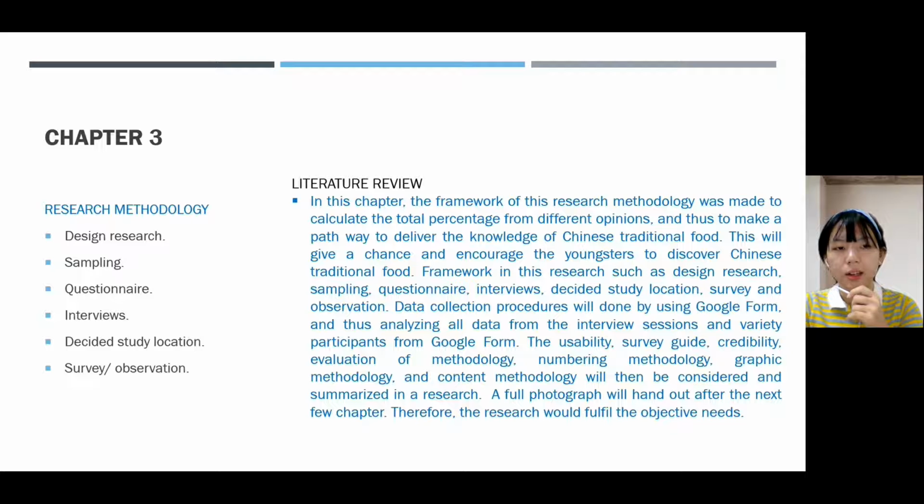Pahang, survey observation from the respondents. This framework also involved data collection procedures that were done by using Google Form and thus analyzing all data from the interview sessions and variety participants from Google Form. This will guide me and easier for me to calculate the percentage from different opinions and thus make a pathway to deliver the knowledge of Chinese traditional food.